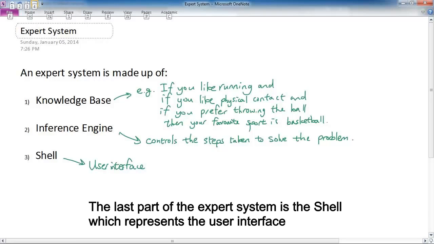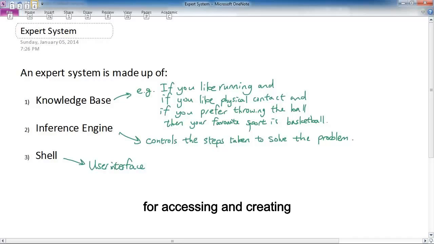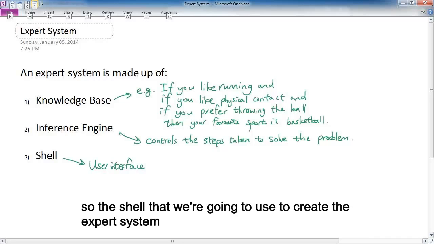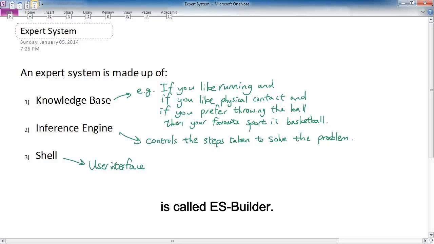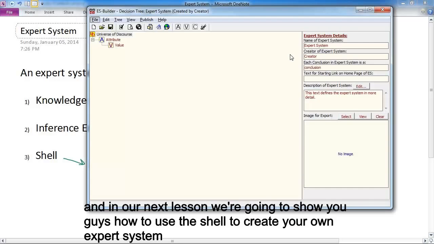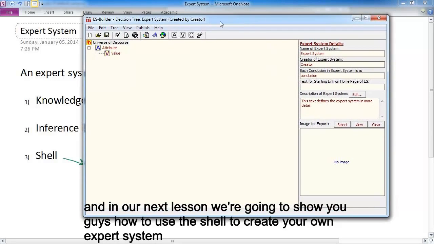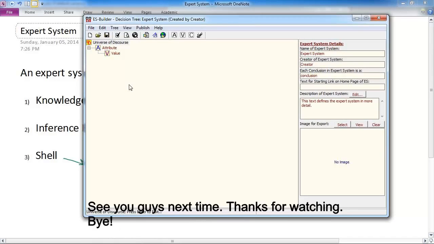The last part of the expert system is the shell, which represents the user interface for accessing and creating the expert system. So the shell that we're going to use to create our expert system is called ES Builder. And in our next lesson, we're going to show you guys how to use the shell to create your own expert system.